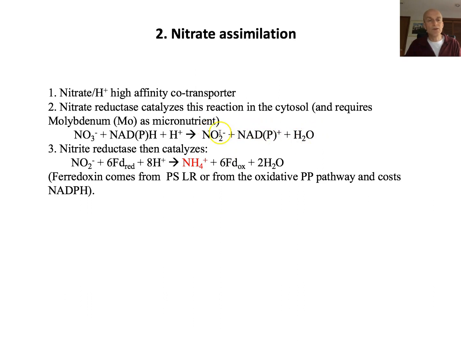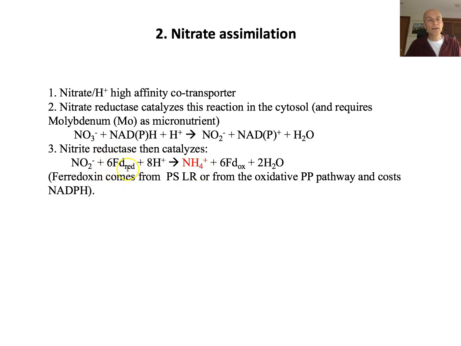And then that nitrite here is this nitrite, and that can then use the ferredoxin in the reduced form, which will then become the oxidized form. So again, this is an electron carrier, so it's not this carrier, it's this carrier. And it adds all these hydrogens. So it's a reduction reaction that occurs here, nitrite reductase, that reduces the nitrite all the way to ammonia.